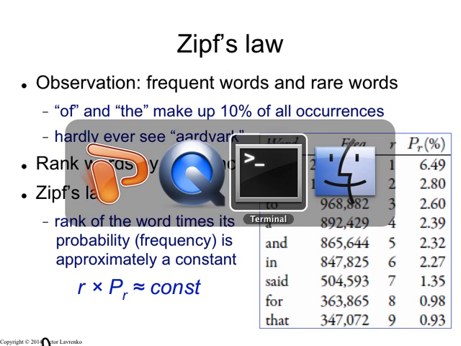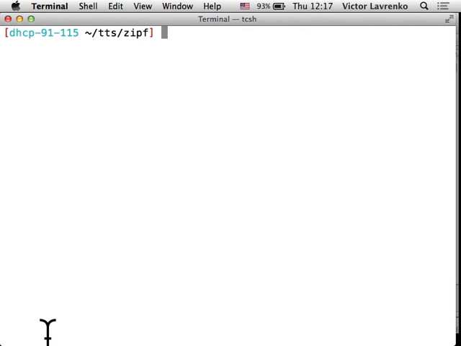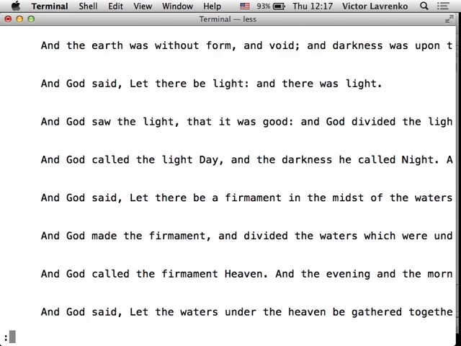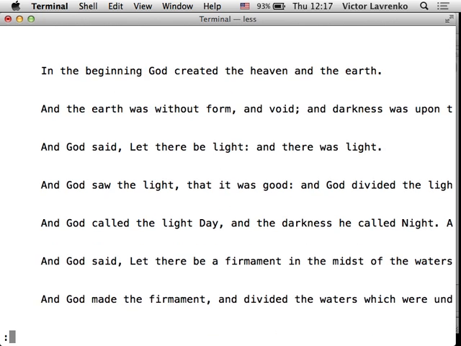So let's see. Right here, I have the text of the English Bible. Right. So if we do the same thing with the English Bible, any guesses what's going to be the most frequent word? God. That's what I thought. It should be God. So let's see if it actually is, right? So that's the Bible, well, the beginning of it.